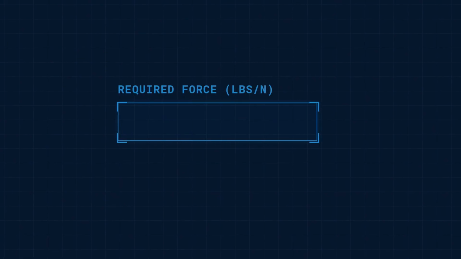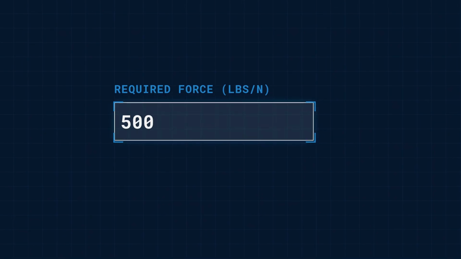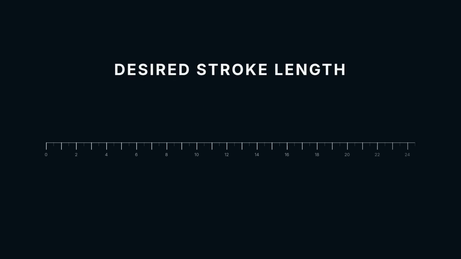Here's how it works. First, input your application's required force. This is the actual load your actuator needs to move, not including safety factors. Next, enter your desired stroke length, the distance your mechanism needs to travel. Then select your preferred speed. The calculator automatically shows you suitable actuator options with their respective safety margins highlighted in color-coded results.